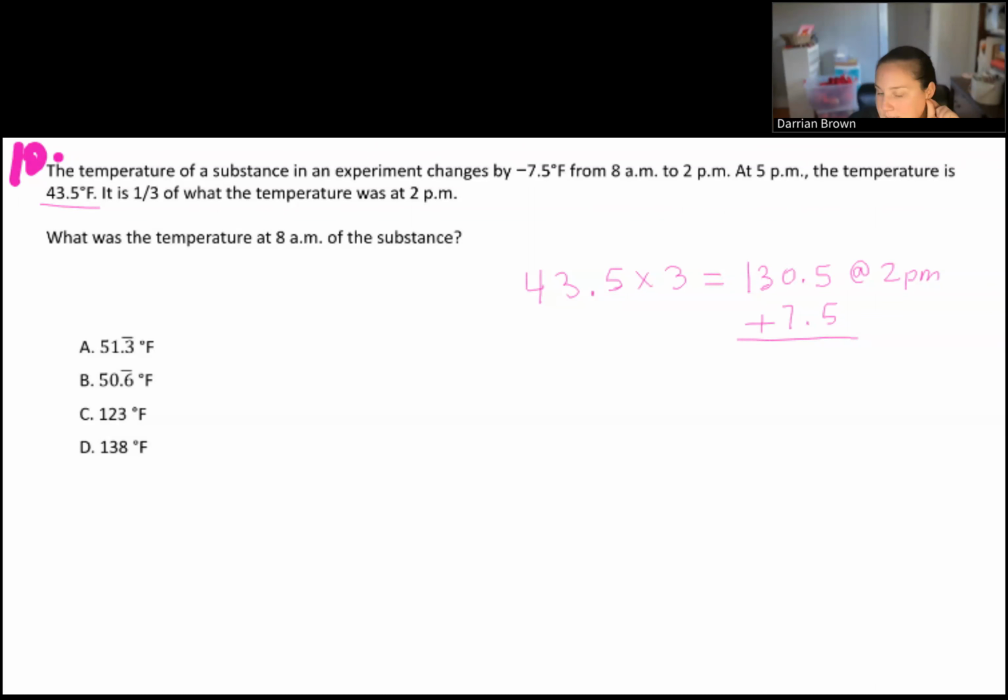130.5 plus 7.5. What would you get? Very good, Bella, Madeline, Christina, Deuce. Yes, the temperature was 138 degrees at 8 a.m. So that would be our answer, D. All right, once you have that written down, you're good to go if you don't have any questions for me.